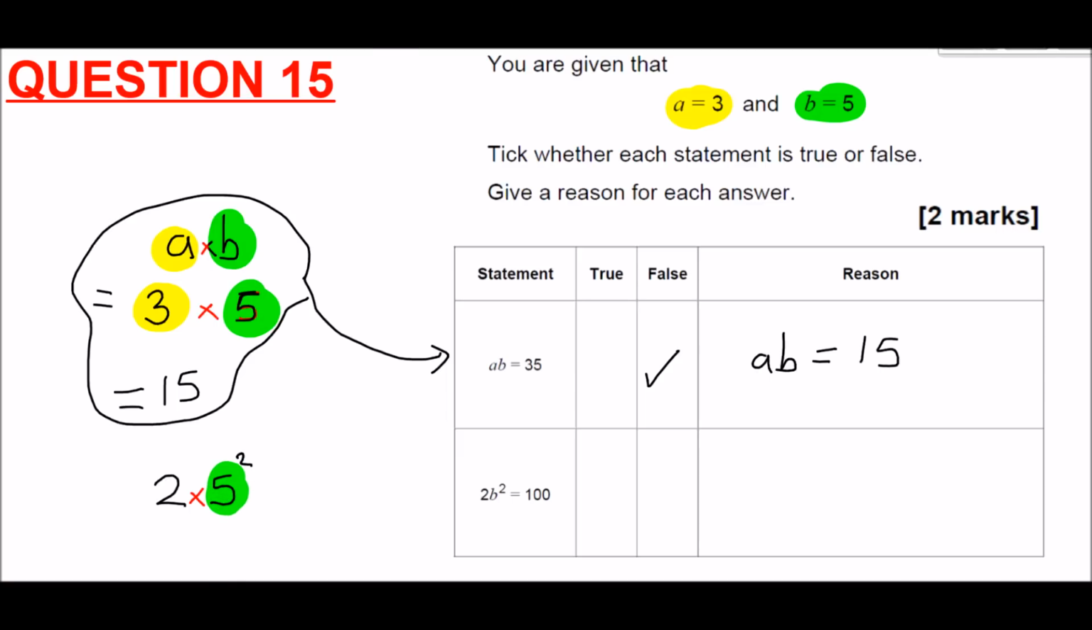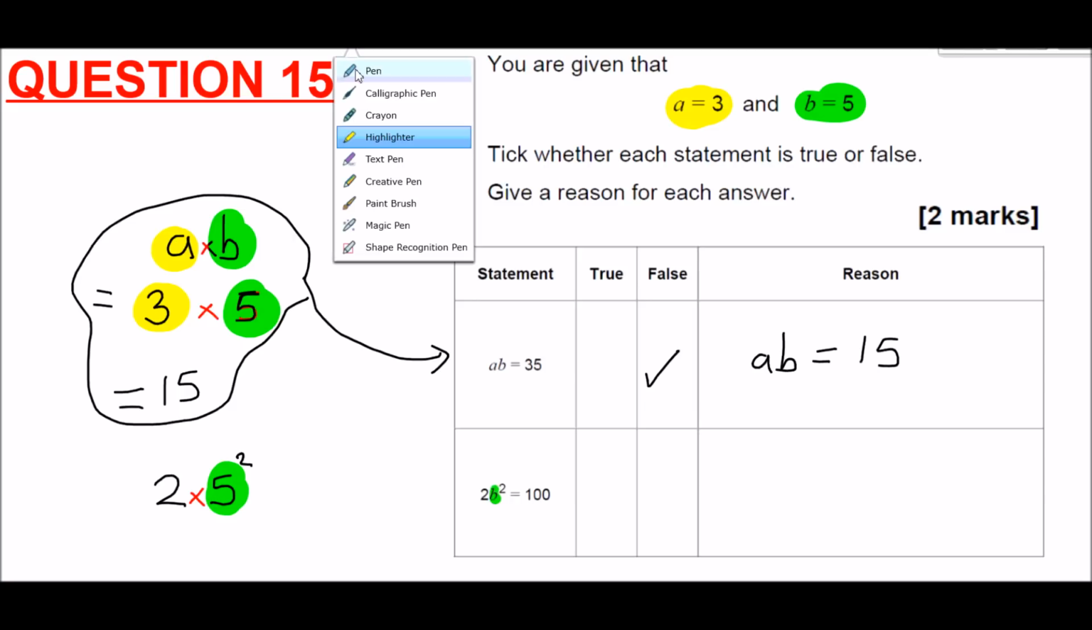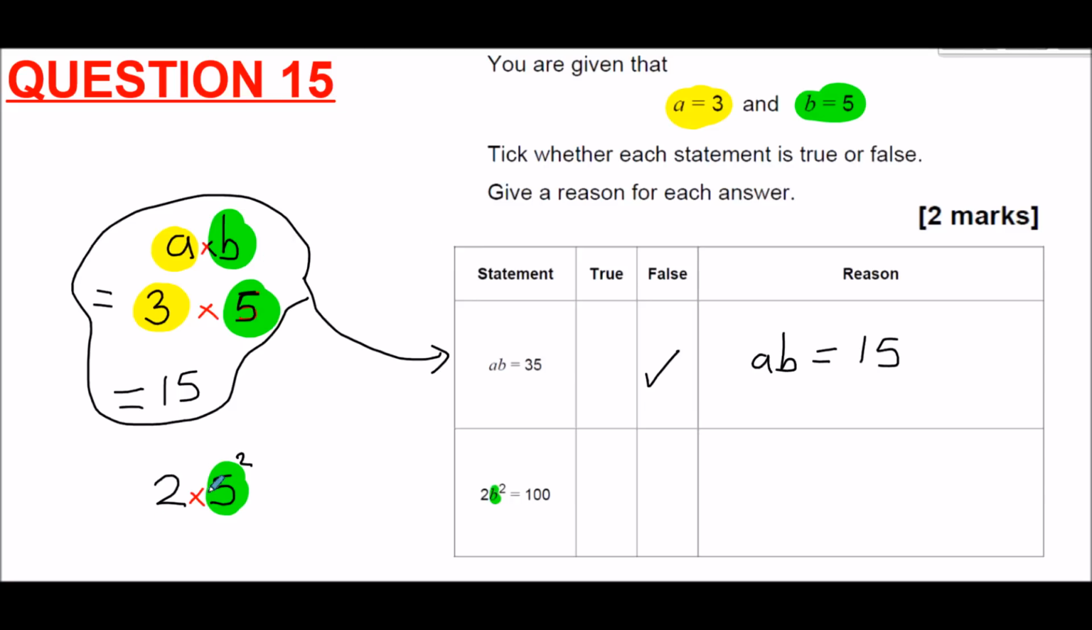So if b is 5, that will mean 2 multiplied by 5 squared. Because, as I say, b is 5. And so 2 multiplied by 5 squared, this is a BIDMAS question. We've not got any brackets, no indices, no dividing, no multiplying, no adding, no subtracting.